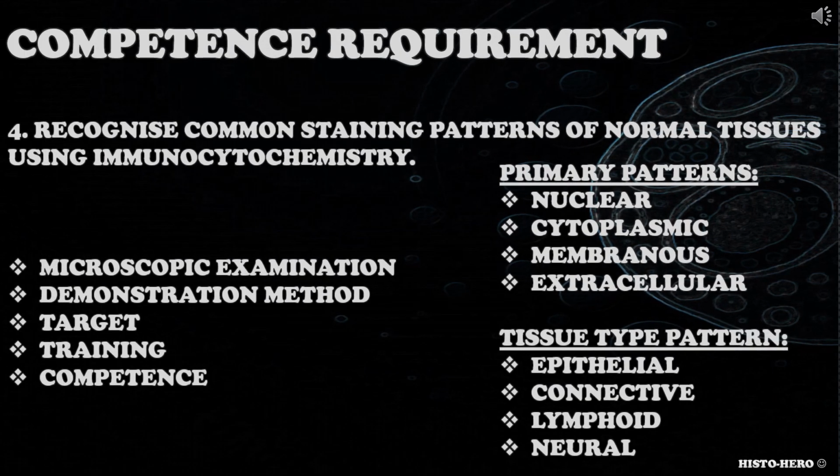The fourth competence requirement is for you to recognize common staining patterns of normal tissues using immunocytochemistry. What are the common staining patterns of various IHC markers? Consider microscopic examination of stained slides, demonstration method used and the target element they highlight, your training and competence. Also consider primary patterns like nuclear, cytoplasmic or membranous staining, tissue type pattern like epithelial, connective, neural or lymphoid tissues.